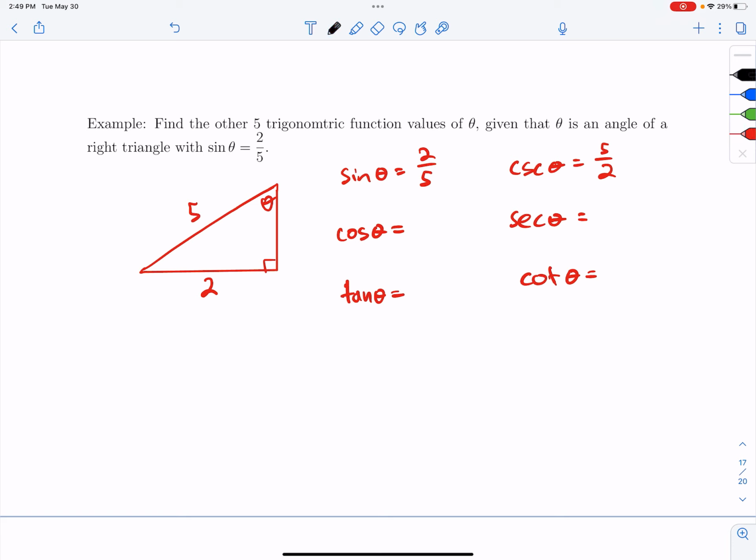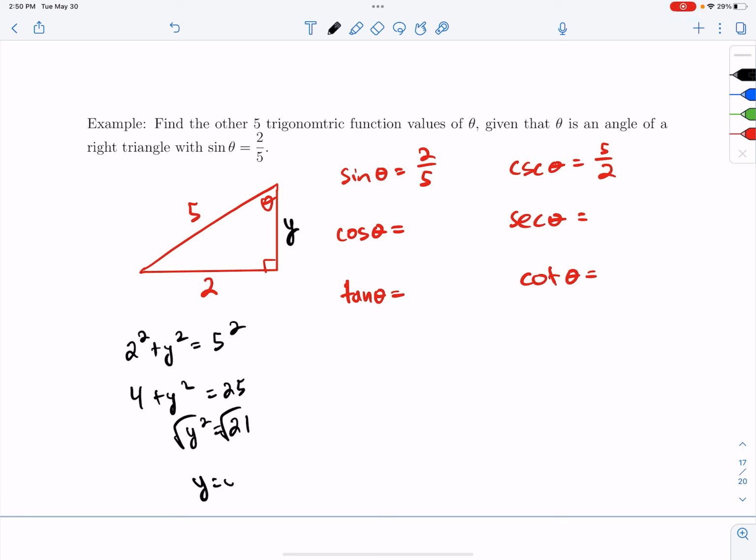And the work that I have to do is find this value y here. So I'm going to say 2 squared plus y squared equals 5 squared. I get 4 plus y squared is equal to 25. y squared is equal to 21. And then taking the square root, y is equal to square root 21. So I have that missing value on the right triangle. This is square root 21.